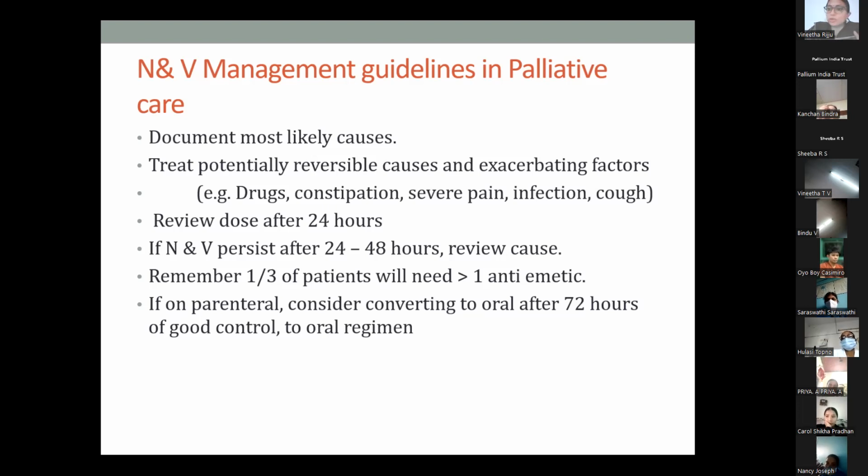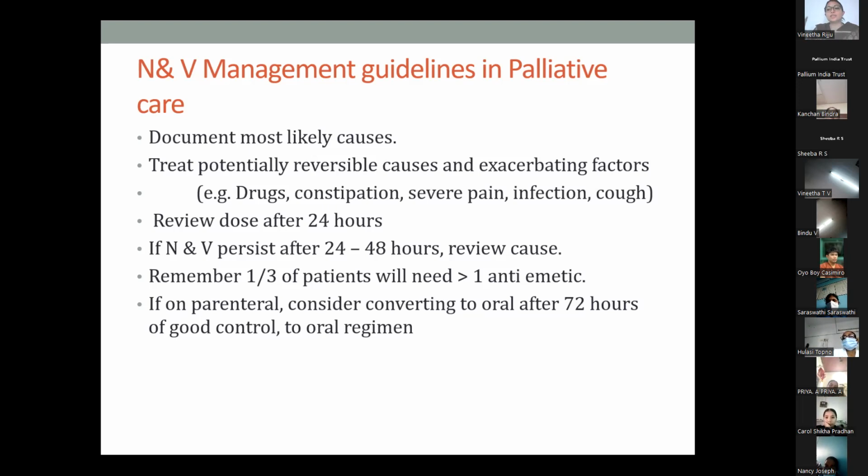Review the dose after 24 hours. If nausea and vomiting persist after 24 hours, you again review the cause. Maybe there are 2 or 3 causes which are causing the nausea and vomiting, so you have to address each and every cause. Then remember, one third of the patients will need more than one antiemetic. If on parenteral, consider converting to oral after 72 hours of good control.